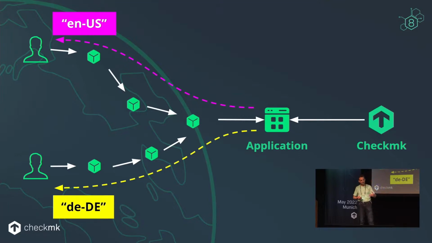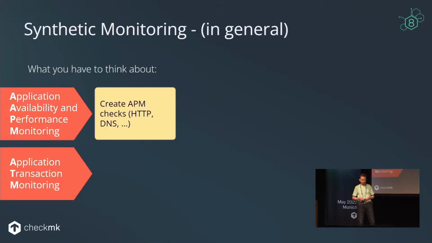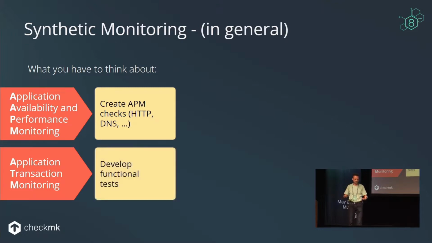So let's step into synthetic monitoring and let's see what it means in general. For AAPM, for availability and performance monitoring, you need to set up the checks. You have to pick up the appropriate checks in your monitoring system, set the parameters one by one. You also have to implement the transactional tests.